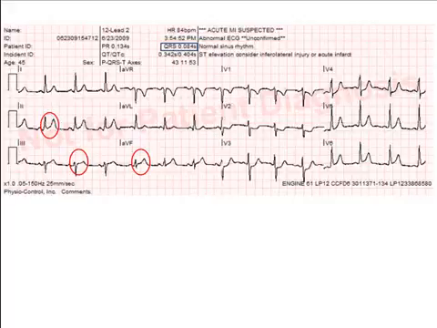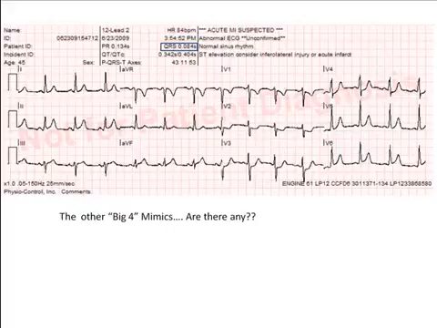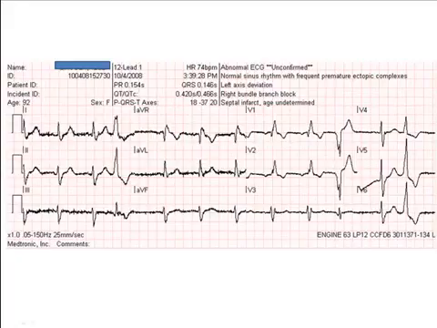Do you see any other ST elevation? Now we are deciding if this patient qualifies as a STEMI. Consider the other big four mimickers. Are there any? Pacer spikes, left ventricular hypertrophy. There are no amplitude issues in V1 and V5 or V2 and V6. Pericarditis. Is there widespread ST elevation? No. That would have been a STEMI patient and we would have activated the cath lab.